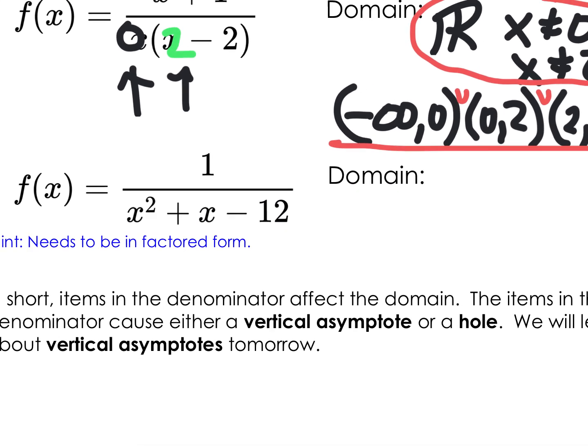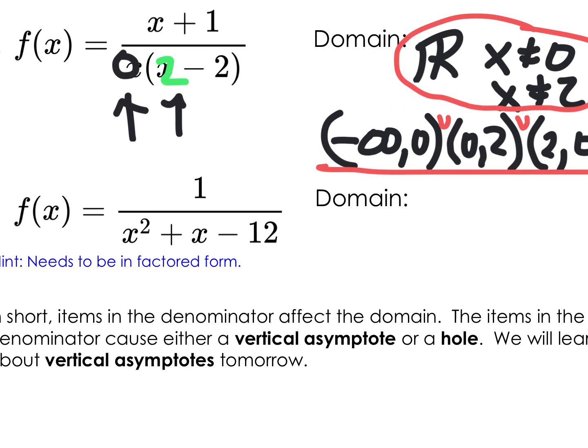All right, how about this one? If I stick in a 0, does it cause my function to die? No, because I have 1 over -12. That's legal. That's a number. 0 does not cause my function to die. So how do I figure out what makes the bottom 0? Factor it, because if you can factor it, you should.